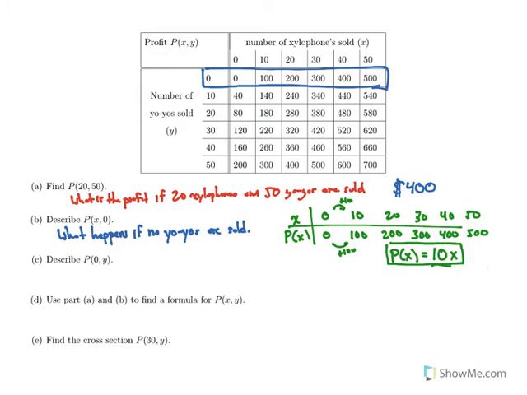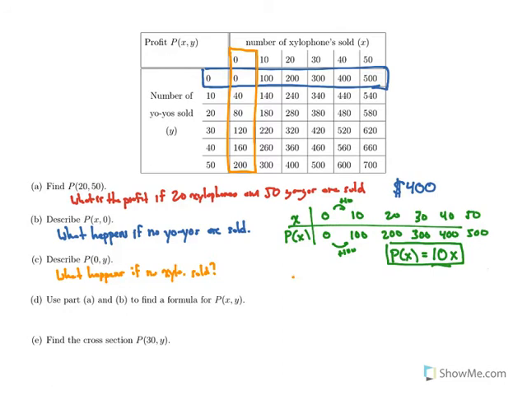Now let's do the same thing for y. What happens if the opposite happens? There's no xylophones sold. And that is going to be this first column. x is 0. We can kind of see that we're plugging in x equals 0. We're seeing what we get.